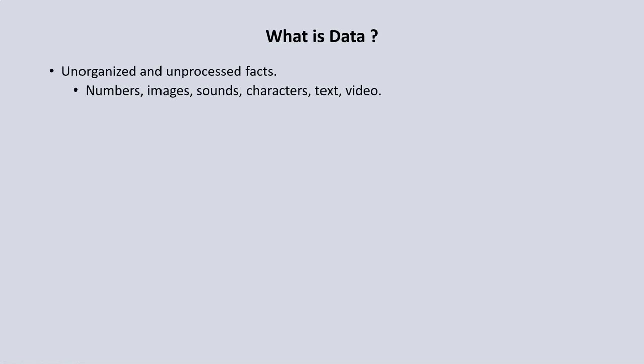So what is data? In order to understand data, it will be helpful to look at its various elements. Data is unorganized and unprocessed fact, and this could be in the form of numbers, either positive or negative, could be decimals, could be images, pictures, sounds, voice, it could be any character, it could be text, it could be a video.